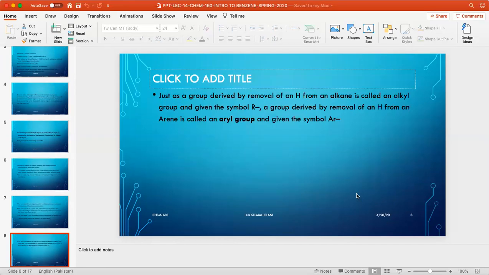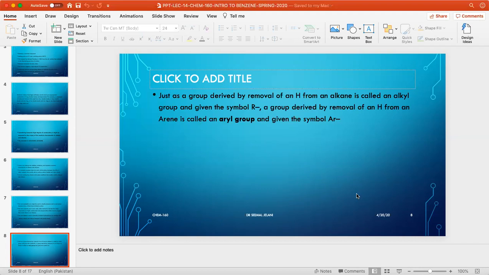Now in slide number 8, it is explained that when we remove one hydrogen from CH4, which is the first member of hydrocarbons, methane, the methane is converted into a methyl group. Now this methyl group can be substituted on the parent chain. ठीक है, पेरेंट चेन में हम methyl group को भी कर सकते हैं, ethyl group को भी कर सकते हैं. What's the difference? The difference is that one hydrogen is less.